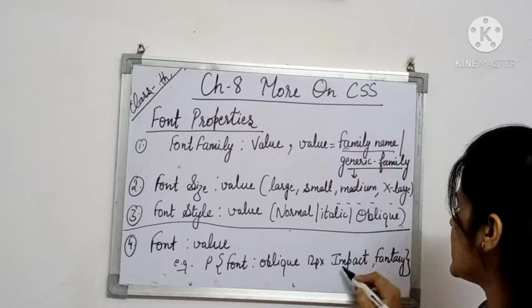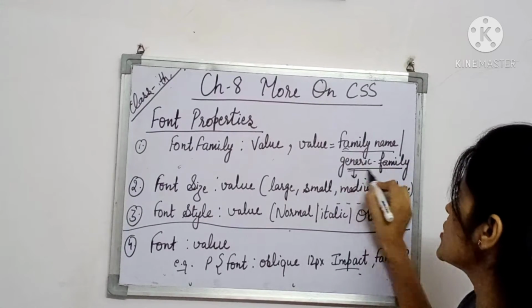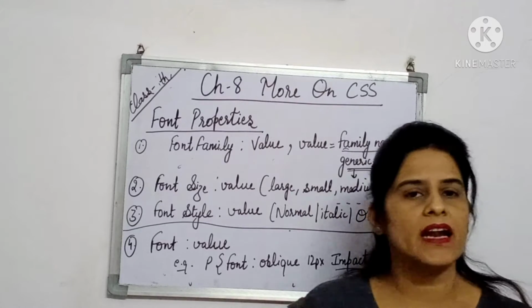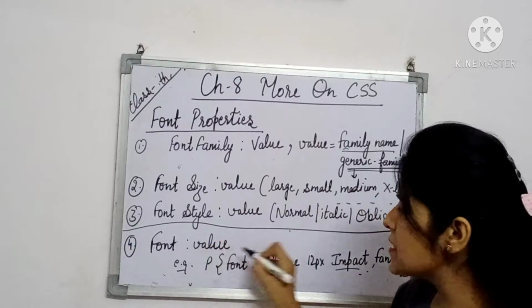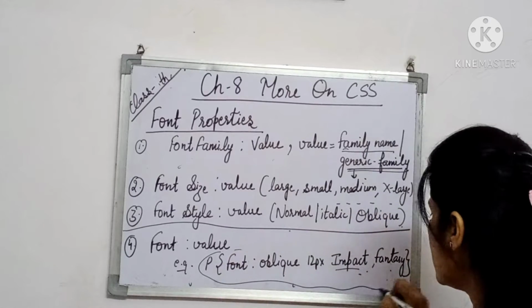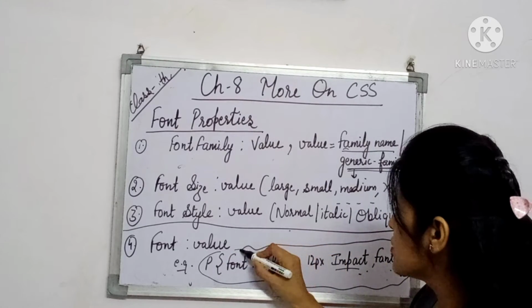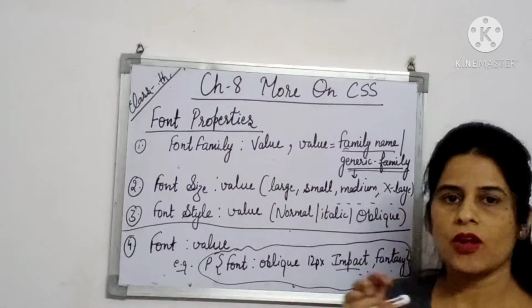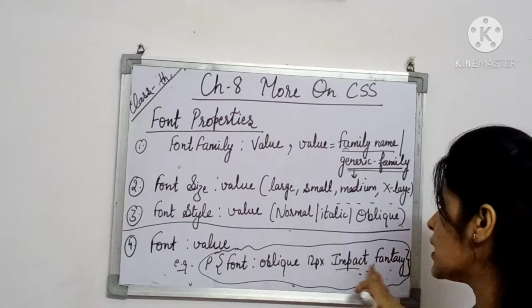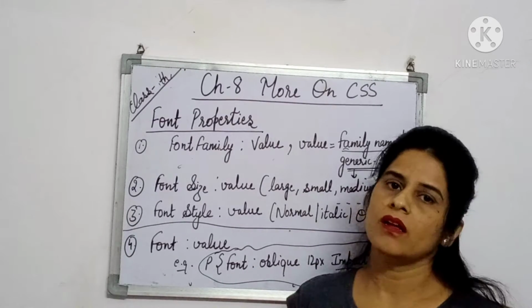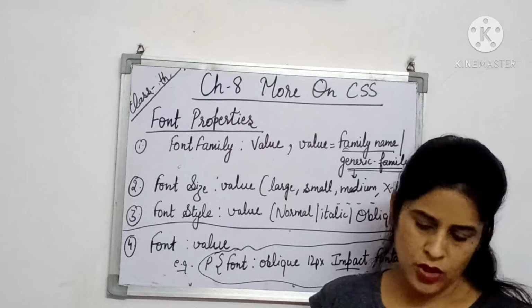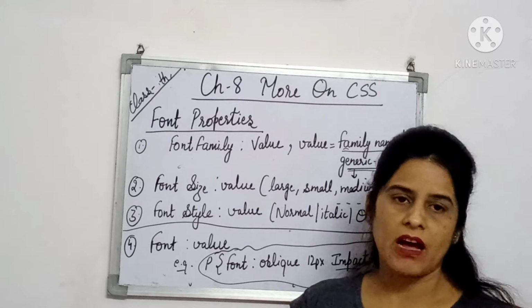What is the font family name? Impact. And which generic family am I using? That is fantasy. By this line you can give a different font style to your paragraph. Now your paragraph will use these three properties and it will look more attractive. You can use these styles in your paragraph.